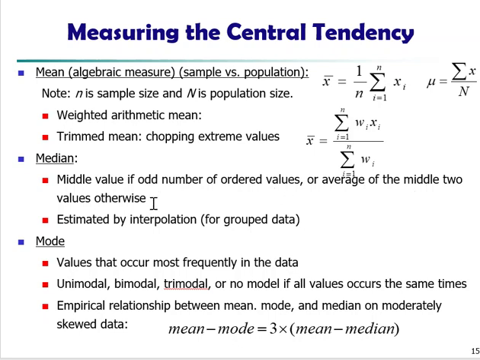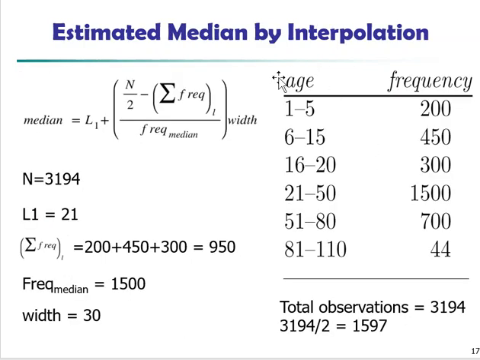A lot of times the raw data may not be provided to you, but the data has been discretized and gives you the ranges, the grouped data. For example, here we have a group of data where we don't know each individual's age, but we know between age 1 and 5 we have 200 individuals. Between age 6 to 15 we have 450 individuals. When you have such data, there is a way for you to estimate the median using this formula. So we will get to this later.